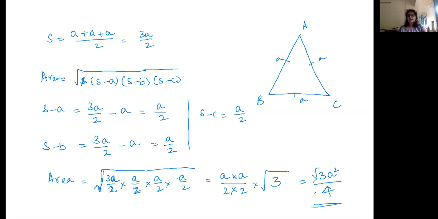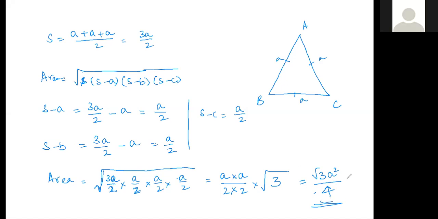If you get a question saying there's an equilateral triangle with side 9 centimeters, find its area, then you can directly use this formula saying area of equilateral triangle is equal to root 3 a square upon 4, substitute the value and find the final answer.